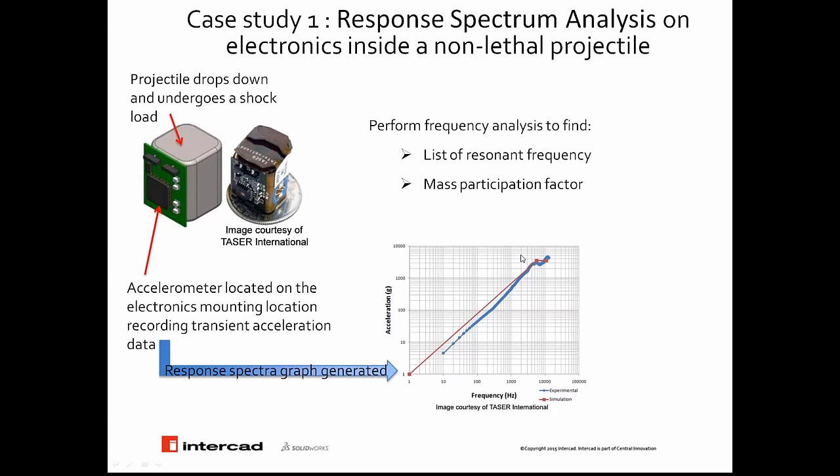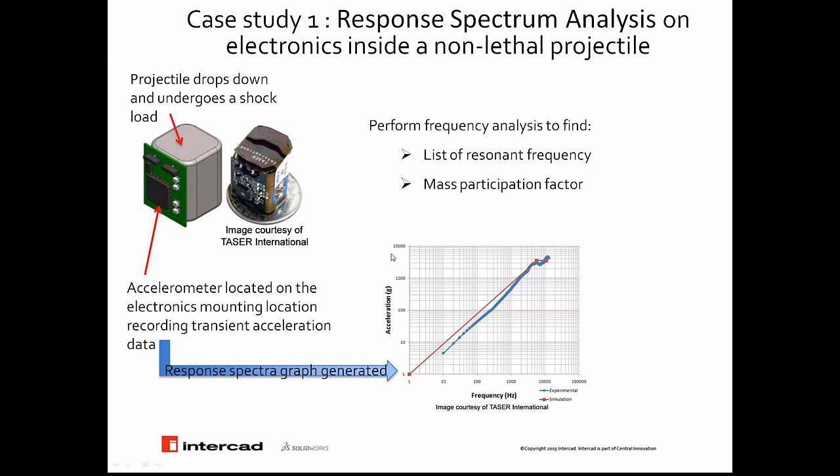All right, now it's a good time to move on to our first case study. The first case study is about an electronic unit inside a projectile. The projectile is dropping down and undergoing a shock load. In a real test, we have an accelerometer located at the electronic mounting location, recording the transient acceleration data. When we get acceleration corresponding to time, we need to transform it to the figure as you can see here.